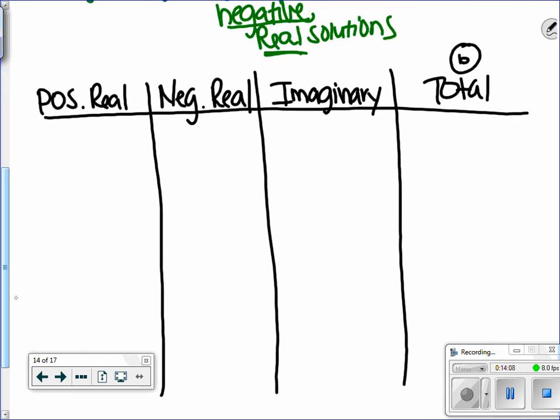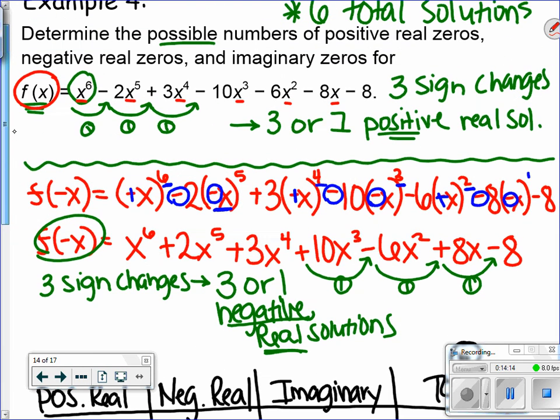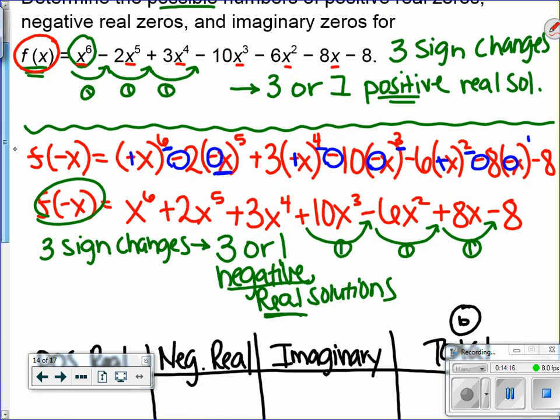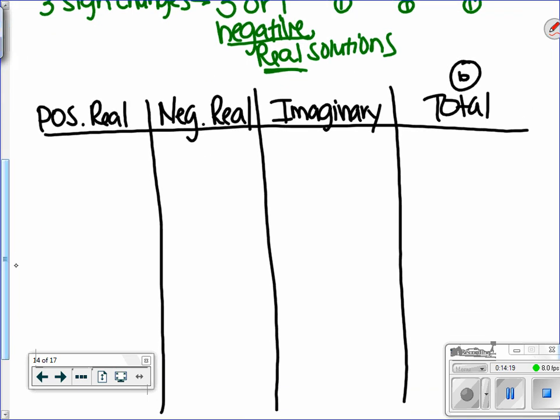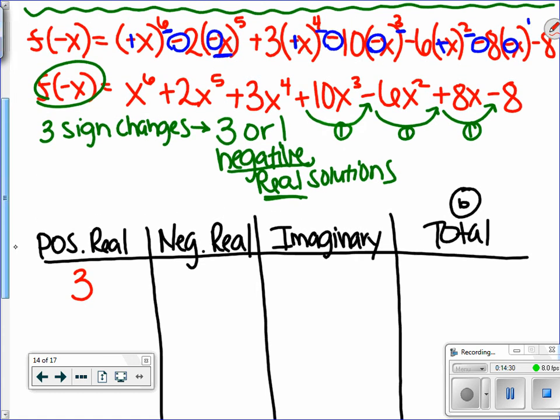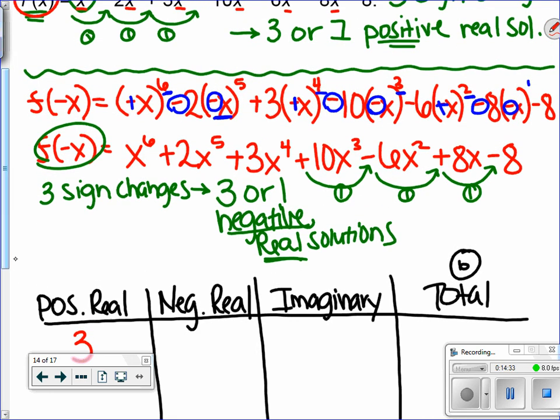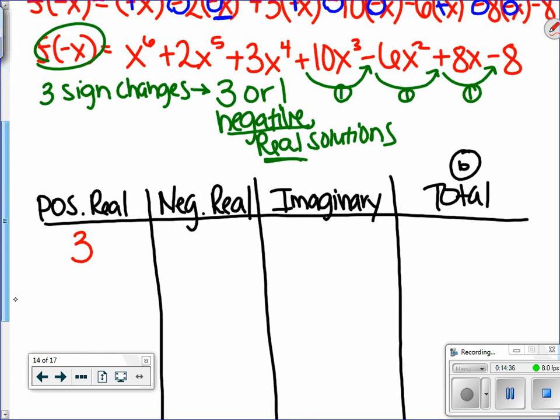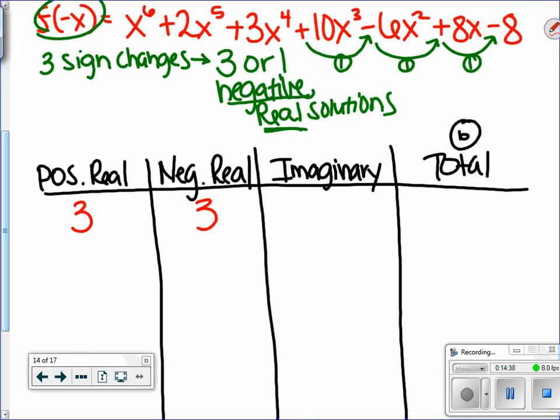Okay, so now for our positive real solutions, we have either 3 or 1 positive real solutions. So let's just start with a 3. There are 3 possible positive solutions, and there are also 3 possible negative solutions. So let's just start with that combination first. There could be 3 positive, there could be 3 negative, which means that the total needs to be 6, which means that there's no room for any imaginaries.